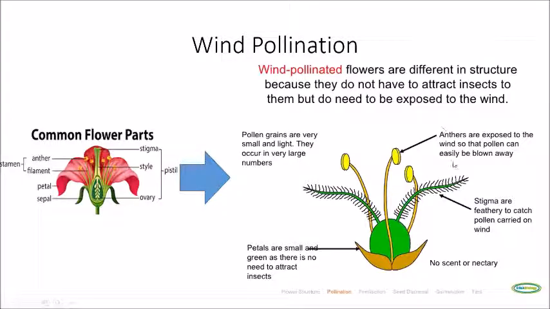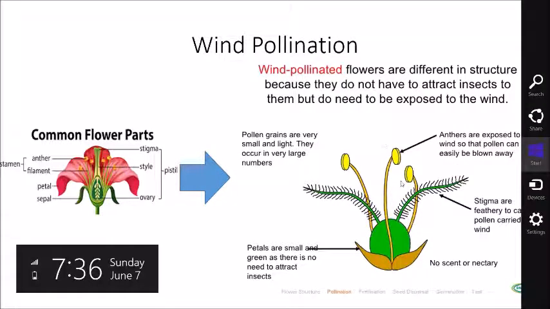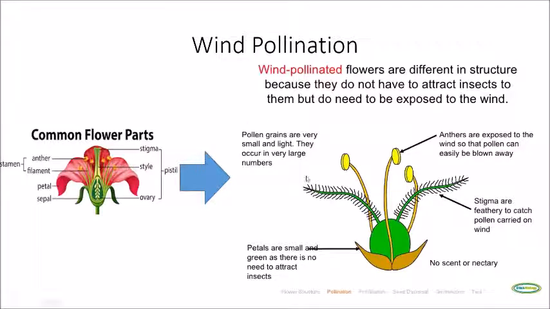In addition to that, the pollen grains found on the anther are also going to be a little bit different. They're going to be very small and light. The reason they're small and light is so that whenever the wind blows, these pollen grains will be able to easily travel in the wind to the next flower. All right, so far we talked about the petals, the modification of the petals, the stamen, as well as the pollen grains. Next, we're going to talk about the modification of the stigma.